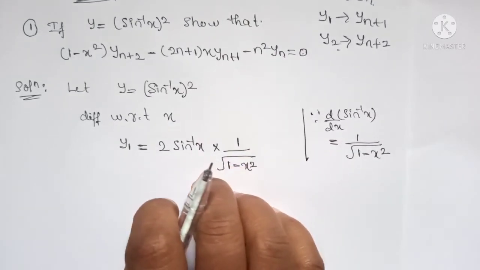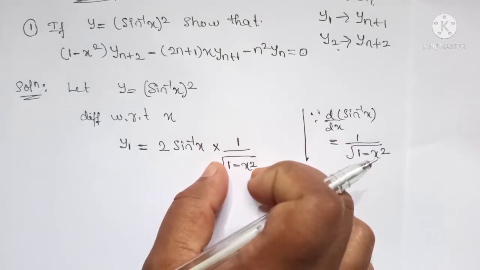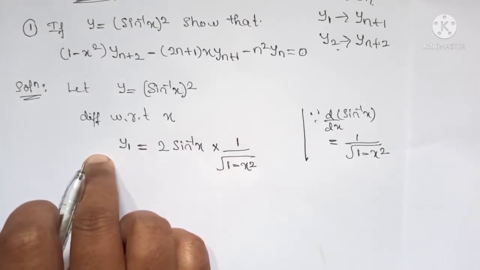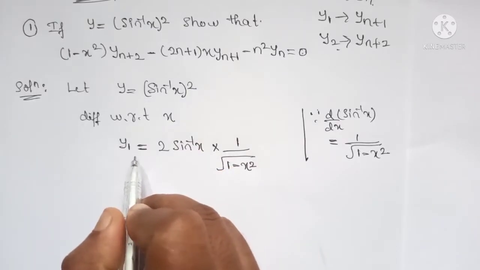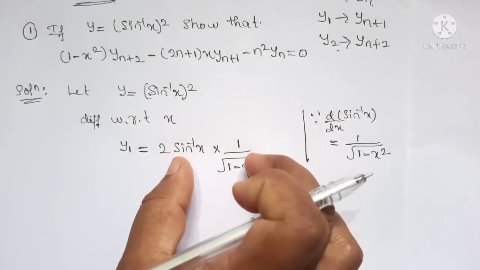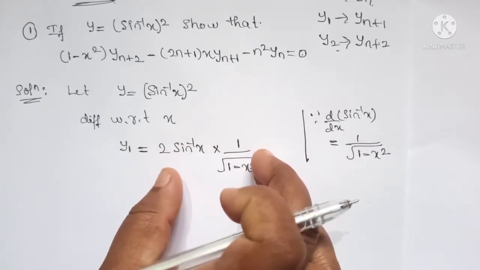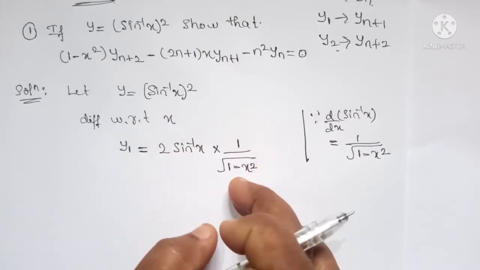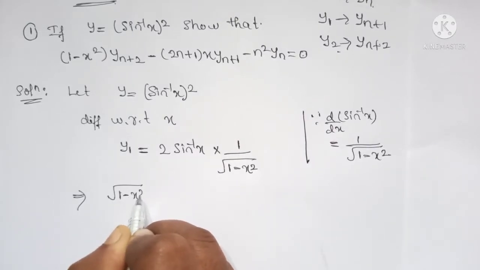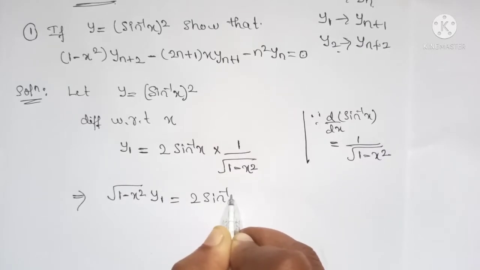For any problem, if you get a denominator, better you send this denominator to the LHS side. If we have two terms, then take the LCM, then send it to the LHS side. Here we have only one term, therefore we can directly send it to the LHS side. Square root of 1 minus x square times y1 equals 2 sine inverse x.